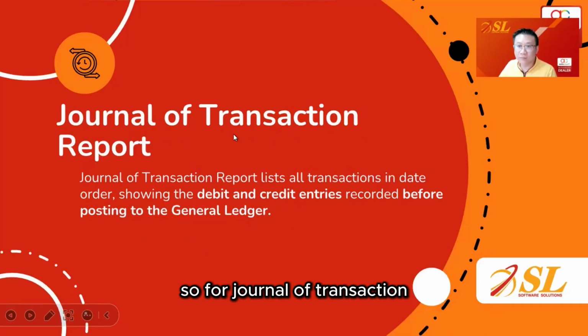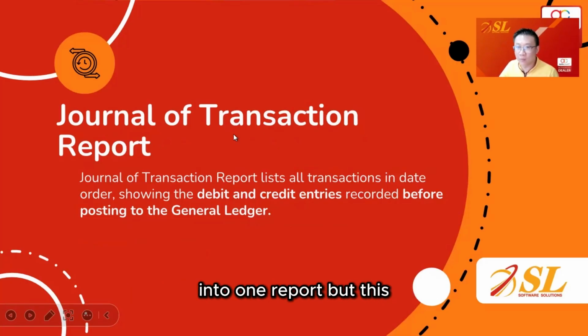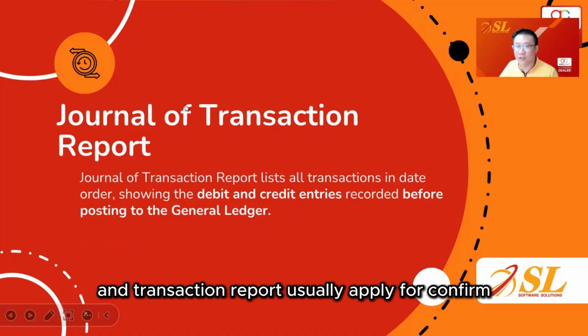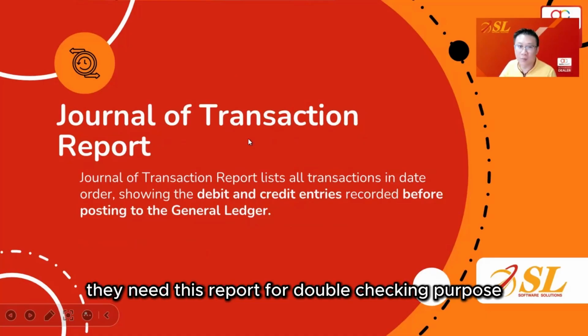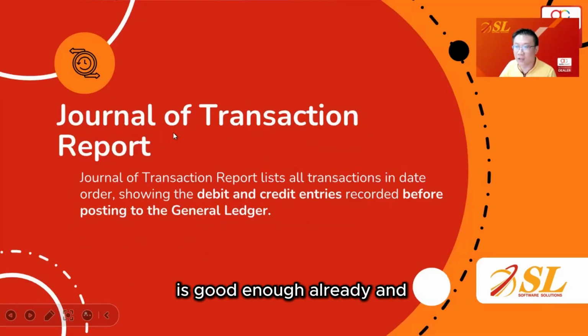The journal of transaction report is not showing only one journal, but all journals for a related group. Let's say this is a sales category, all the sales transactions, debit credit, in one report. But this journal of transaction report is usually applied for firms. They need this report for double checking purposes. For normal business, the ledger report is good enough already.